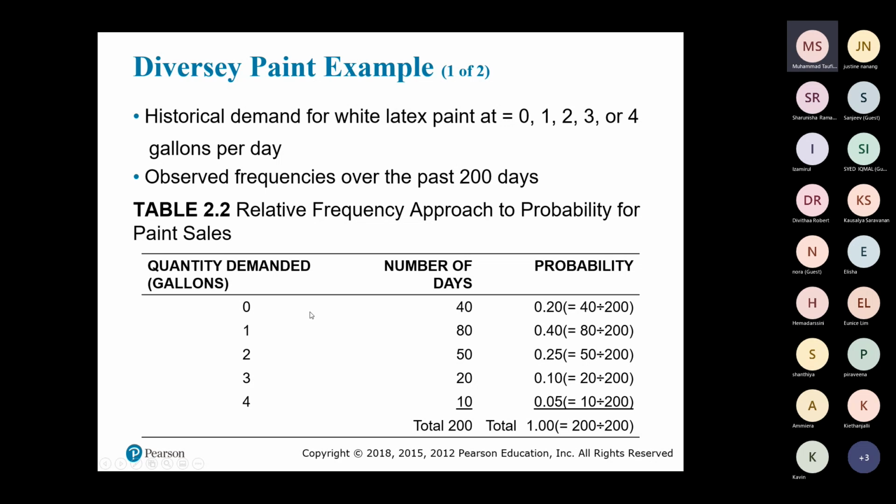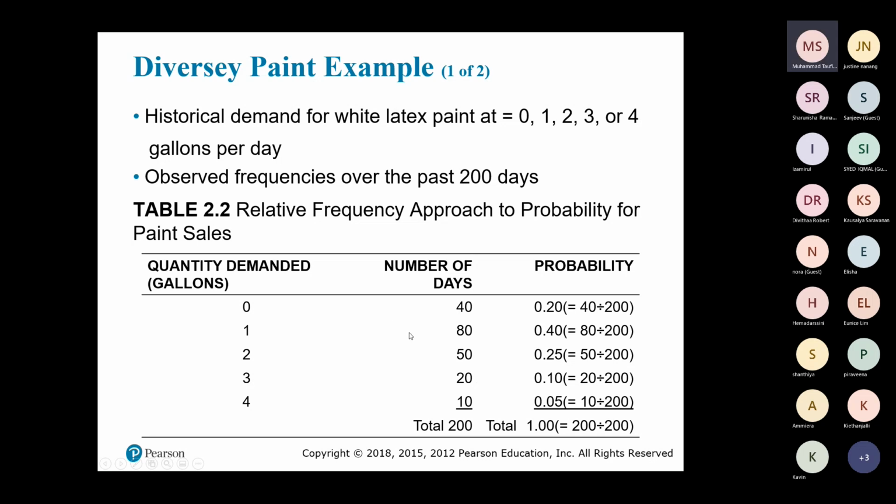Out of 200 days, on 40 days no one bought the paint. And then on 80 days, people bought 1 gallon of paint. On 50 days, you sold 2 gallons of paint. And then on 20 days, you sold 3 gallons of paint. And lastly, only 10 days out of 200 days, you sold 4 gallons of paint. So this is the data that you already collected.